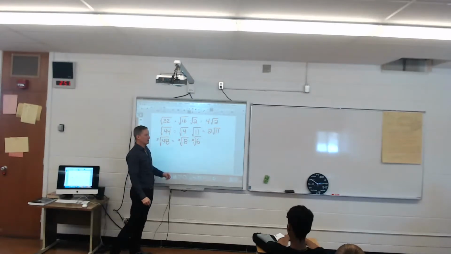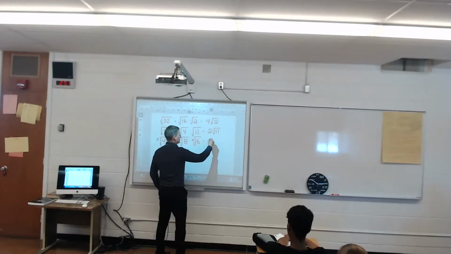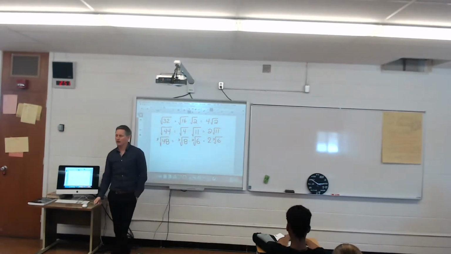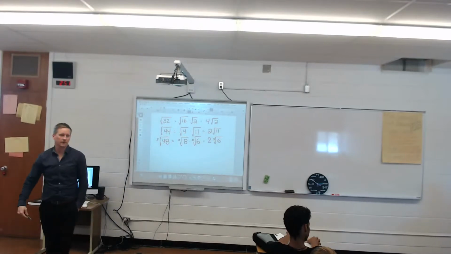So I change that to cube root 8, cube root 6. And what is the cube root of 8? 2. 2 times the cube root of 6. It's called a mixed radical. Okay?